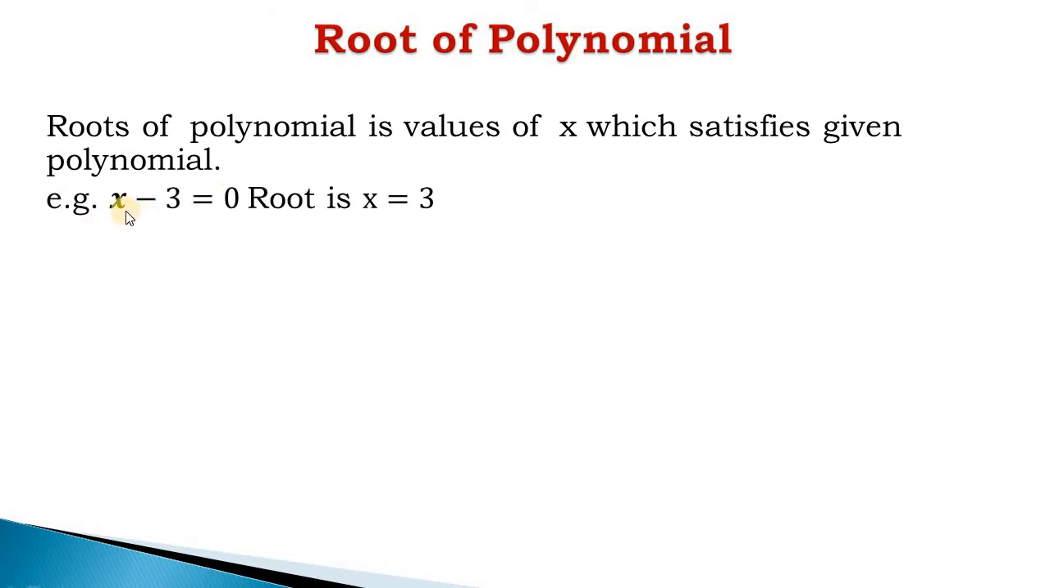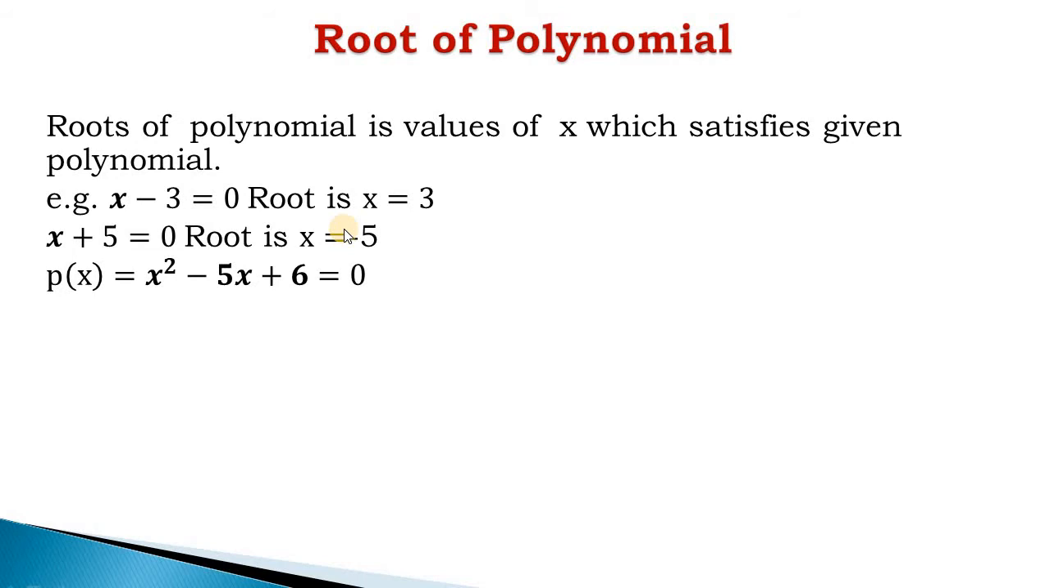So a simple example: when I put x minus 3 is equal to 0, this is my simple polynomial. When I put x is equal to 3, it satisfies the equation and therefore the root is x is equal to 3. Similarly, for x plus 5 is 0, if I put x is minus 5 here, minus 5 plus 5 is 0. So x is equal to minus 5 is the root.